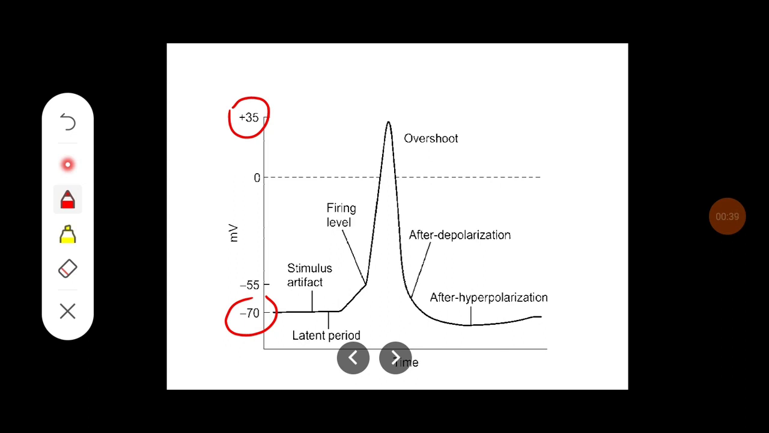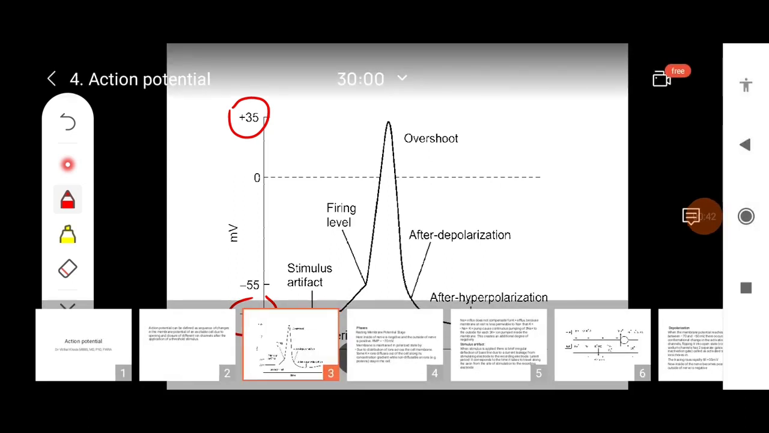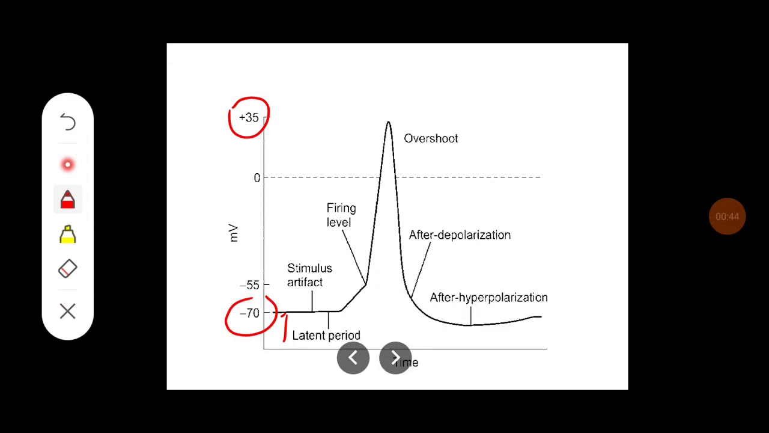So when the stimulus is applied on the nerve, initially there will be entry of sodium through the sodium channels, which causes the depolarization, and at this point there is opening of the potassium channels, which is going to lead to the potassium efflux, and there will be loss of potassium ions that is going to lead to repolarization. And we have other stages also, like stimulus artifact, firing level, overshoot, after depolarization, and after hyperpolarization in an action potential. We are going to see them one by one.